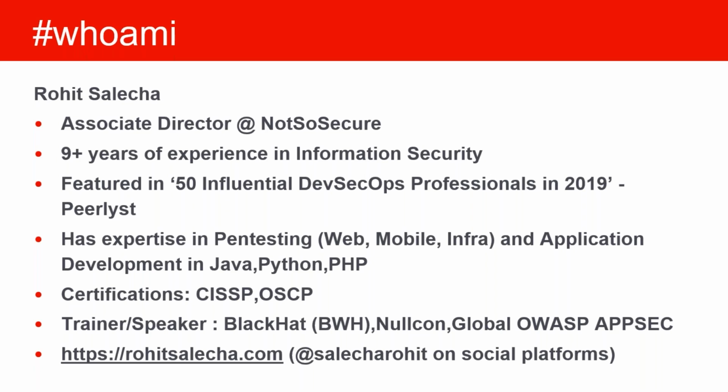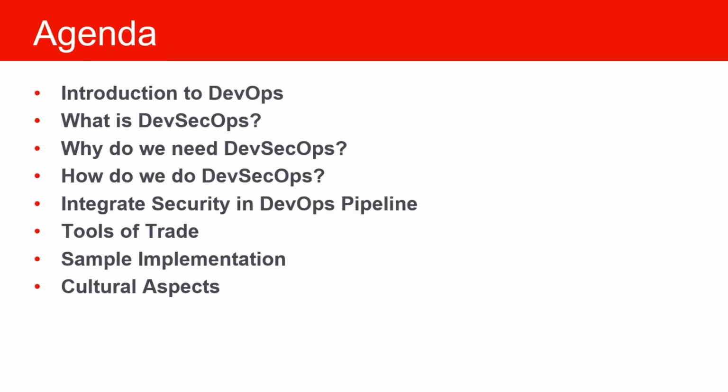Let's talk about what we're going to learn today. This is an introduction to DevSecOps, and we'll answer the three main questions: what, why, and how of DevSecOps. Then we look at certain ways in which we can integrate security in a DevOps pipeline, what the different tools of trade are, we'll also go through some sample implementation, and finally, we look at some cultural aspects around DevSecOps.